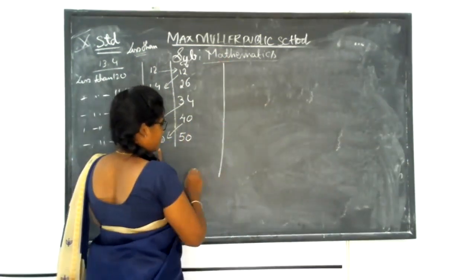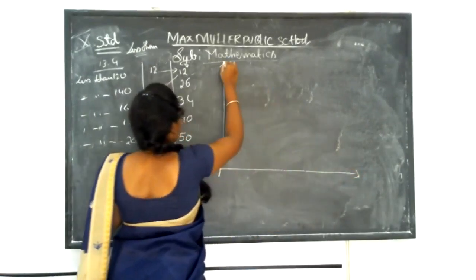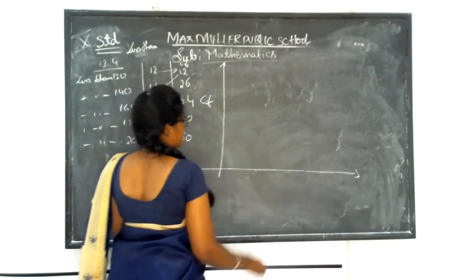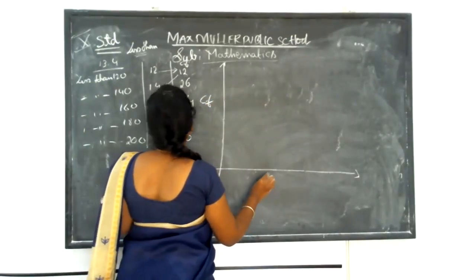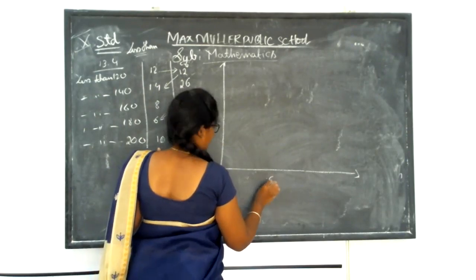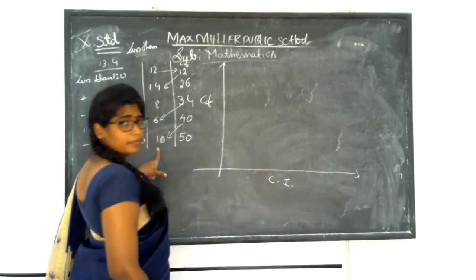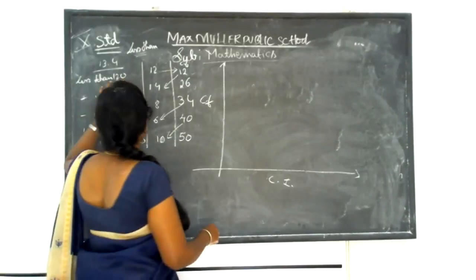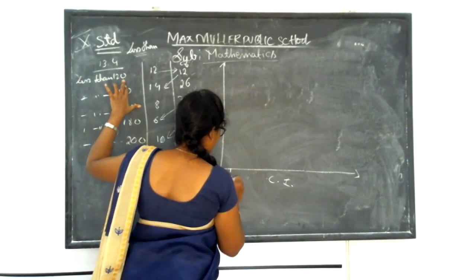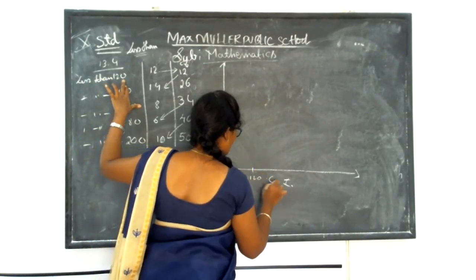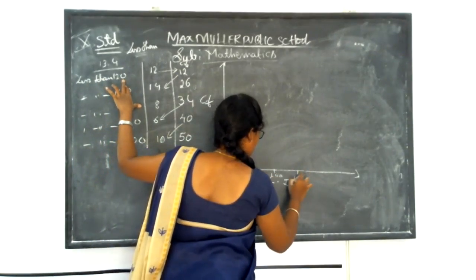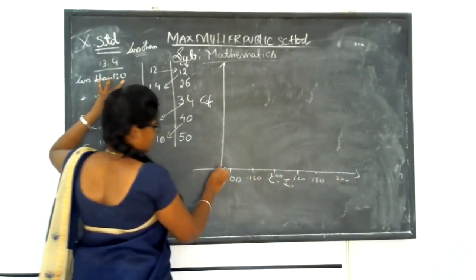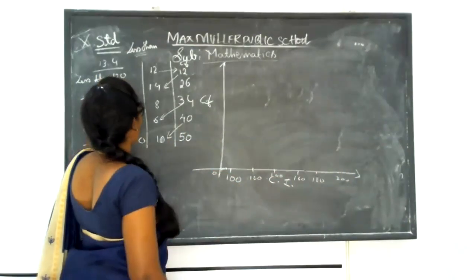Let me draw the graph. On your y-axis, you are going to take the cumulative frequency, and on your x-axis, you are going to take your class interval. Clear? Now start. For 120, they have started. Now I'll start with 100, 120, 140, 160, 180, 200. Children, I'm doing a cut graph because I have started with 100.